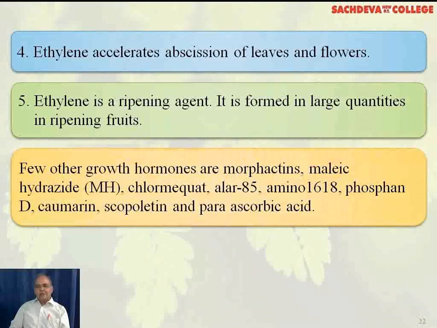A few other growth regulators are morphactins, maleic hydrazide, that is MH, then chlormequat, CCC, Amo-1618, Phosfon-D, coumarin, scopoletin, and parascorbic acid.